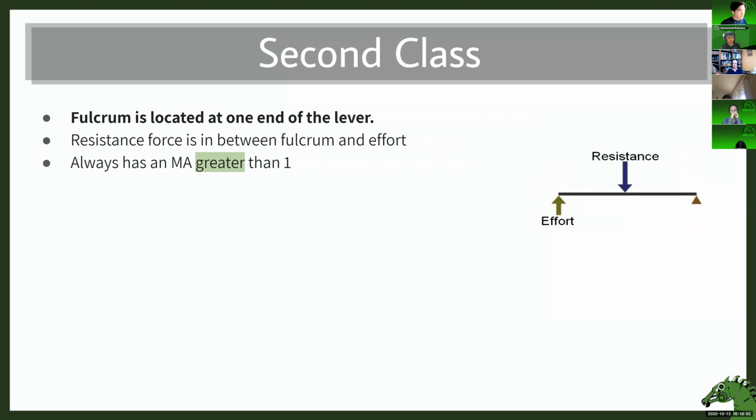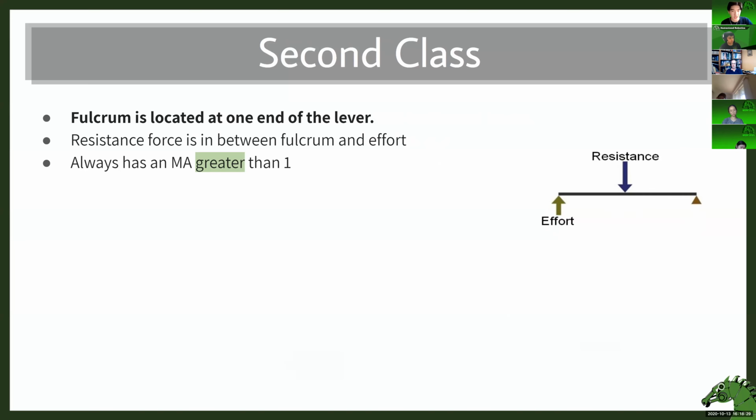So the second class lever. Also, I'm calling them by their names, first class, second class. It really doesn't matter if you know the names or not, as long as you know the concepts, that's what matters. Anyways, the key characteristic of the second class lever is that the fulcrum, the triangle there, is located on one end of the lever. If the fulcrum is in the center, it's always going to be a first class lever.